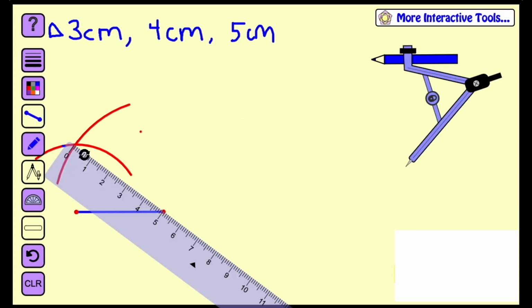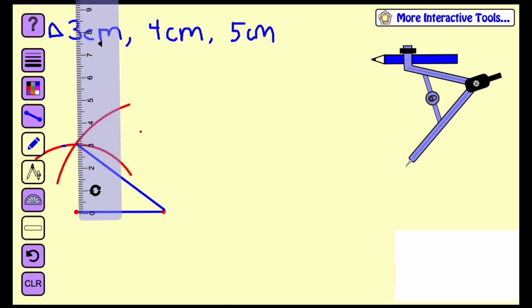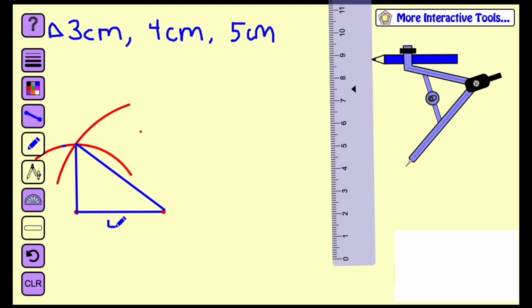Now we can use a ruler or a straight edge to connect one end of our line to where the arcs intersect, and then the other end of our line to where the arcs intersect. The length of the side on the bottom of the triangle was 4 centimeters, the longest side was 5 centimeters, and then the last side was 3 centimeters. A triangle that has side lengths of 3, 4, and 5 makes a right angle and is a Pythagorean triple.